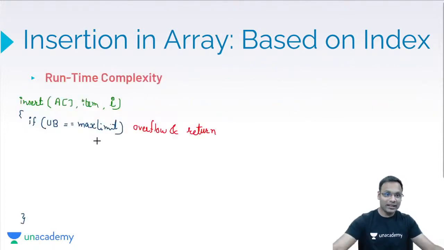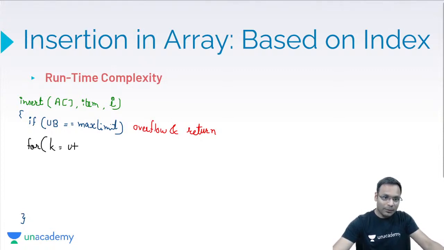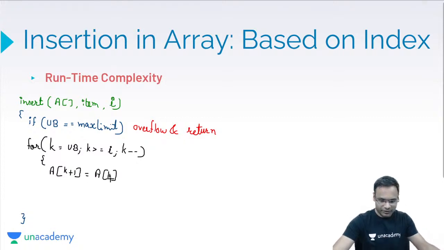So what I will write in the algorithm is a loop. I will write a for loop, with index K starting from upper bound. It goes up to index I; you can write K greater than or equal to I, till that time you keep going, K minus minus. Inside it I am writing: shift the element from index K to K plus 1. Index K plus 1 in the array will have the element at index K. Keep shifting, keep shifting, keep shifting.